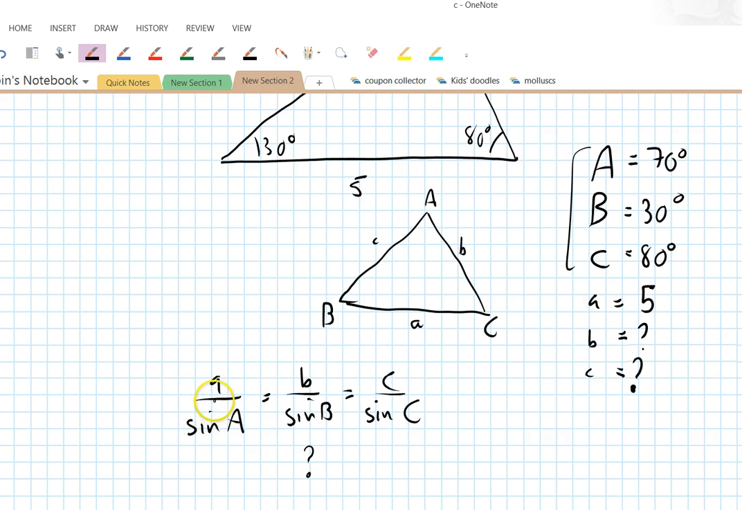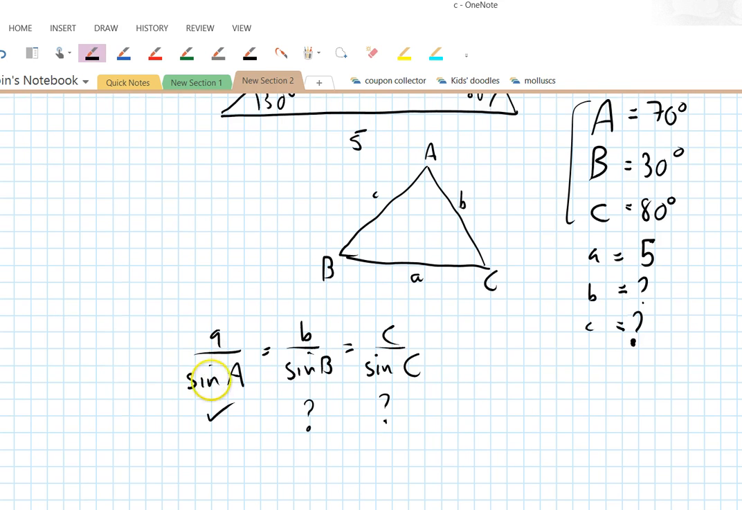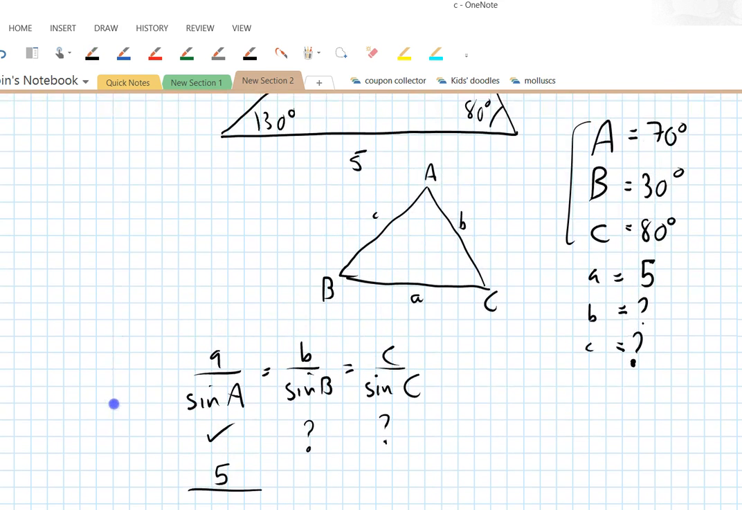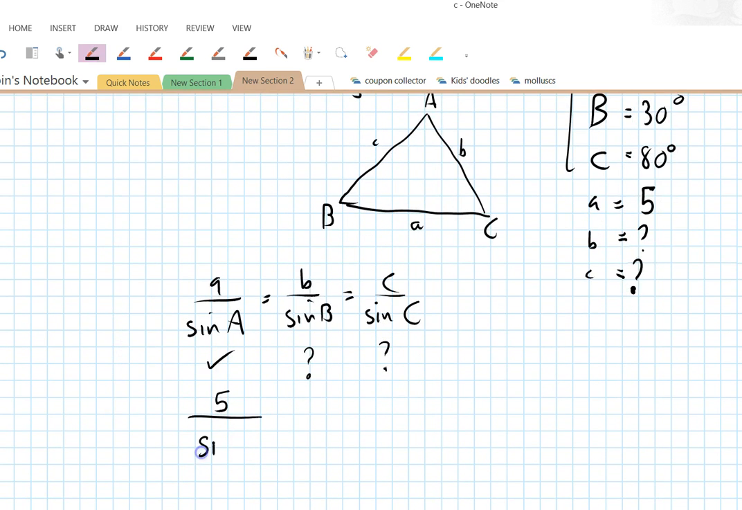Oh, yes, we do. Look, we know a is equal to 5, and also we can work out the bottom, because we know that big A, the angle A, is 70 degrees. So we can do that one. That's great. And what about c over sine C? Well, we don't know that one either. Well, seeing as we know this one, we better evaluate it. So it's equal to 5 over sine 70, isn't it?